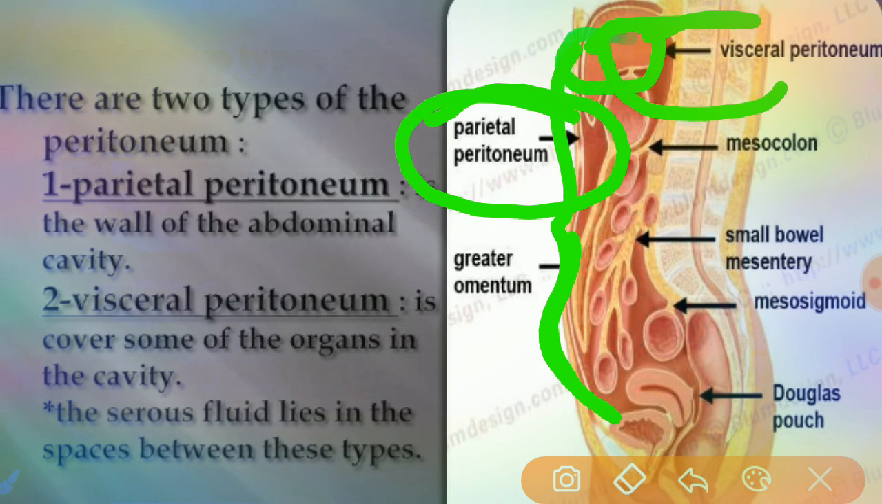It covers the organs present in the cavity, and there is serous fluid present. That serous fluid lies in the space between these two types, so the serous fluid lies between the parietal peritoneum and the visceral peritoneum.